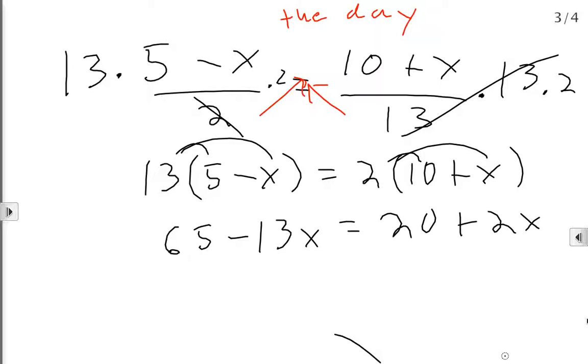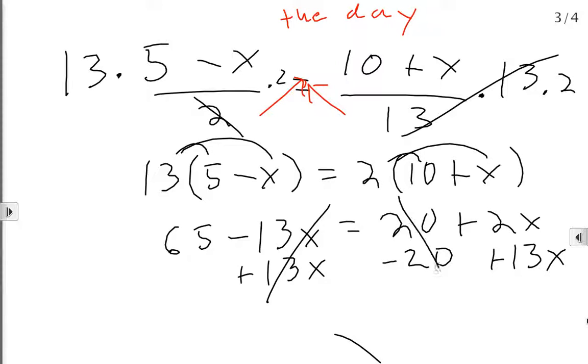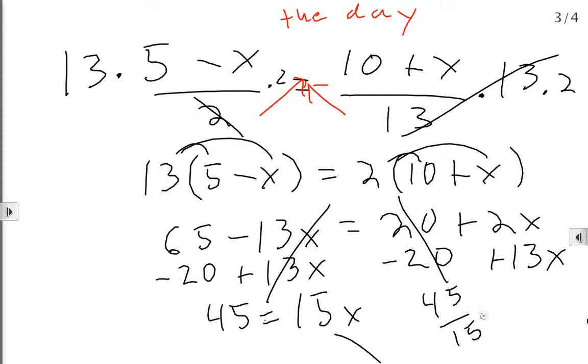We need to collect the x's on one side, so we can get rid of 13x by adding it, because it's the opposite. And we can get rid of 20 on this side by subtracting it. And so we just need to combine it with the appropriate term. So we get 45 equals whatever 2 plus 13 is, which is 15, so 15x. And then we just divide to get rid of the 15, 45 divided by 15. Sorry I ran out of room, but that's our x value.